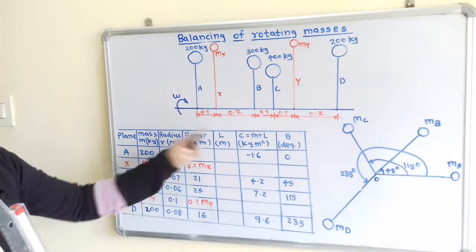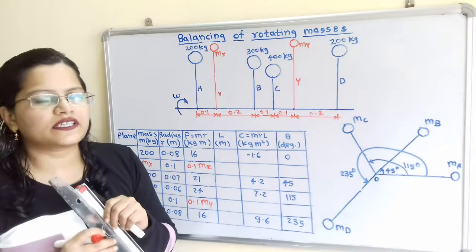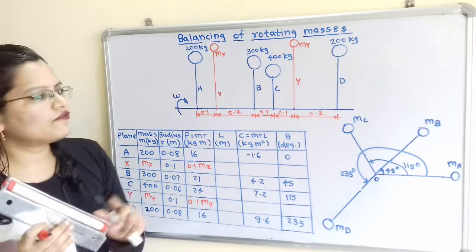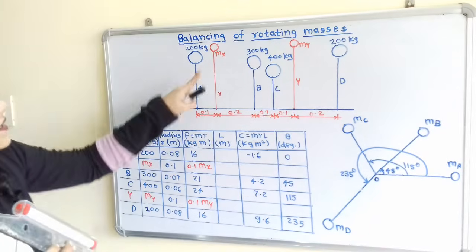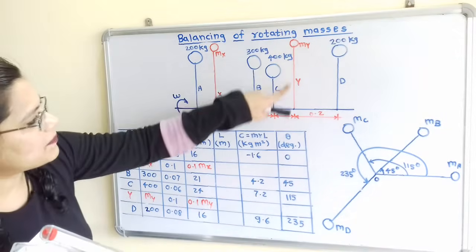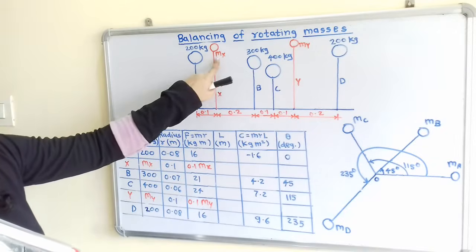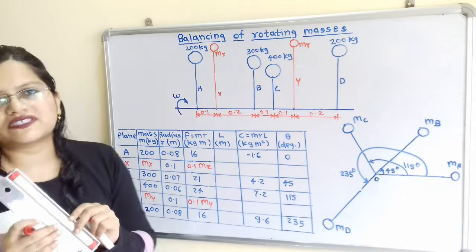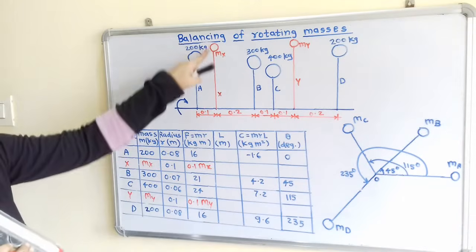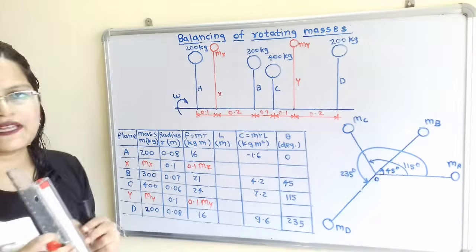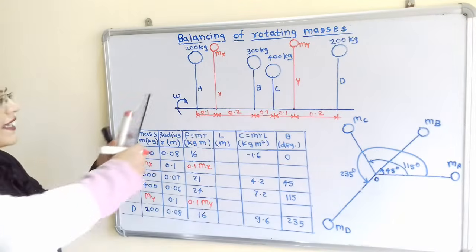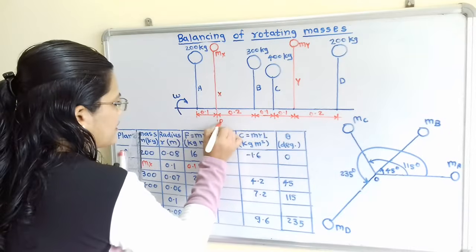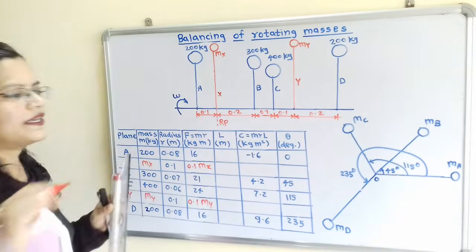Now next is L. L is nothing but the distance of all planes from the reference plane. If we observe these planes, at plane X and at plane Y there are unknown terms, that is mx as well as my. So we have two options to choose the reference plane. We can either choose plane X or plane Y. I will select plane X as the reference plane, so I will mention here this is the reference plane, that is plane X.